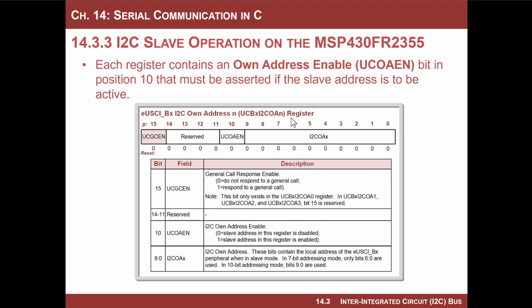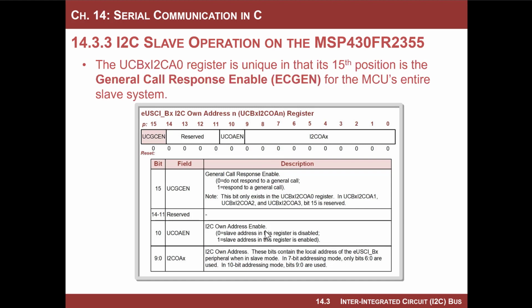You have an enable bit. So if you're going to use one of these registers, you have the I2C own address enable. Not only do you have to initialize the address, you have to initialize that specific address register, and then it has an overriding enable, called the general call response. This basically turns on and off the entire slave system. You do this if you're in a mode where you're like, I'm doing something, I don't want to have any more responses.